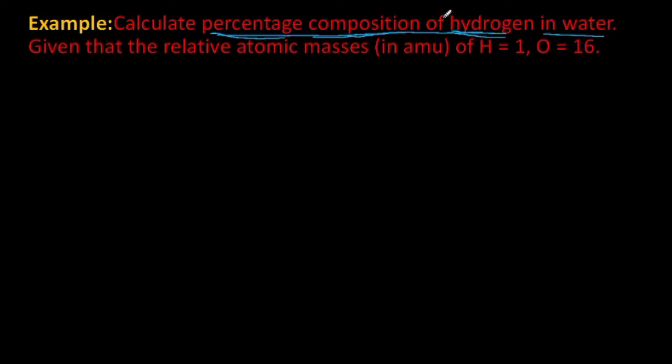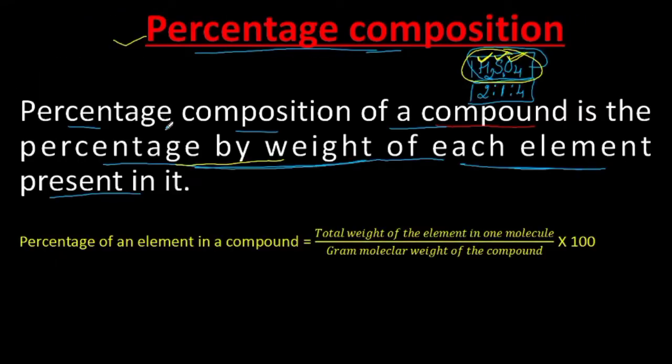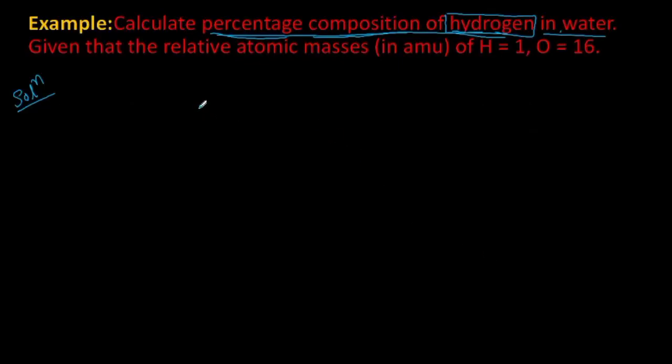That means we have to find how much percentage of mass of hydrogen is present in water. Now according to the formula, we have to find the numerator, that is the total weight of the element in one molecule, then the denominator, gram molecular weight of the compound. But here we do not have those values, we have to find them using the given data. So given that the relative atomic masses of hydrogen is 1 and oxygen is 16, we'll find the molecular mass of water first.